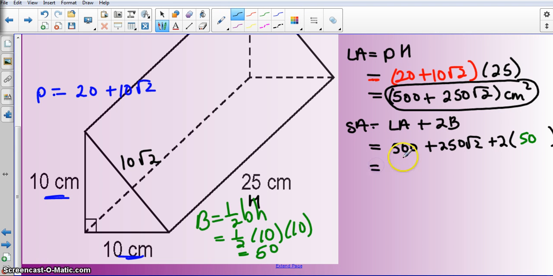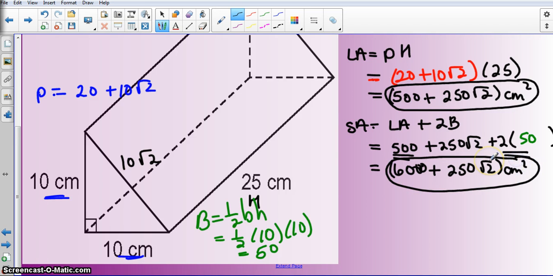And so I have 500, and if I look over here, that's another 100. So 600 plus 250 square roots of 2. And I can't combine those again. And that's in centimeters squared. So 600 plus 250 square root of 2 centimeters squared.